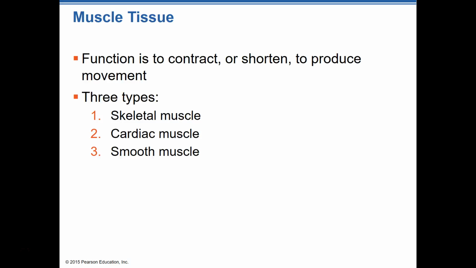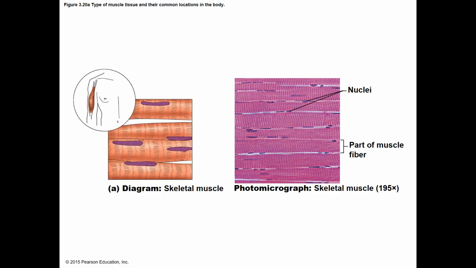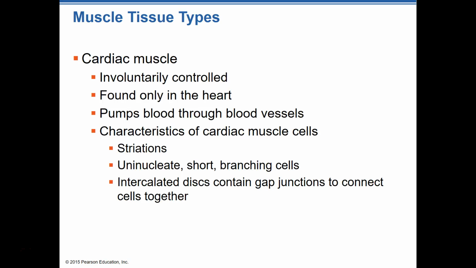Three different types: skeletal, cardiac, and smooth muscles. Skeletal muscles attach to bones and give us the ability to move. They're striated, meaning they have stripes. I talked about that a little bit earlier. We can see the striations in the picture there on your left.